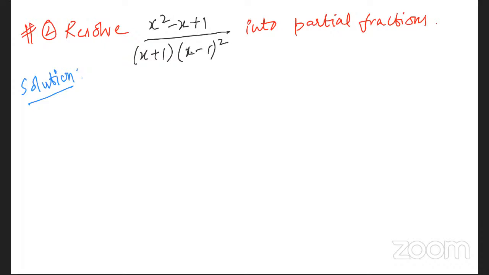So what was the note we've discussed in the last class? Whenever you're resolving a rational fraction, you need to check whether this is a proper rational fraction or not. Only then you can resolve into partial fractions. So how do you know whether this is proper or improper? For proper, the degree of the numerator should be less than the degree of the denominator. Okay, so this is a proper rational fraction.